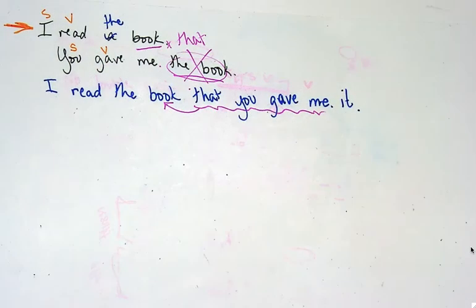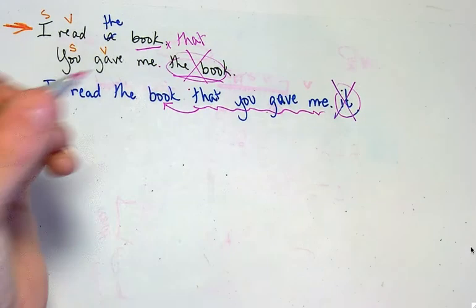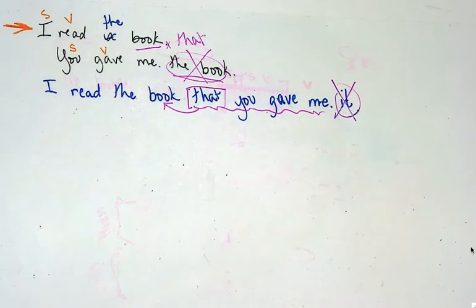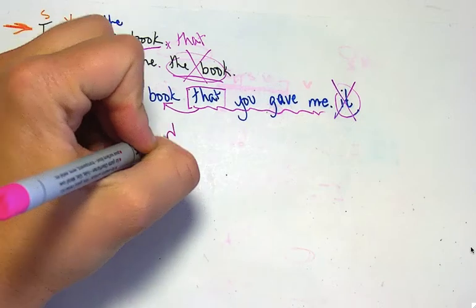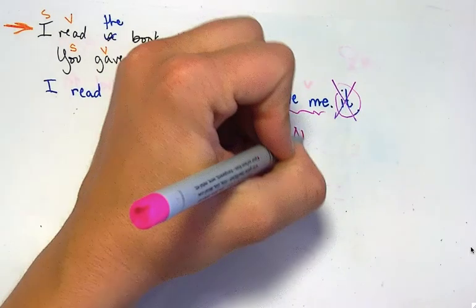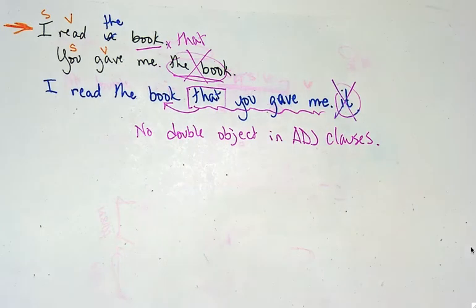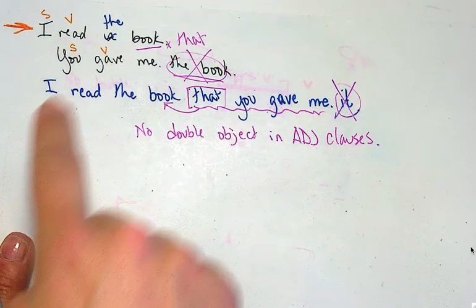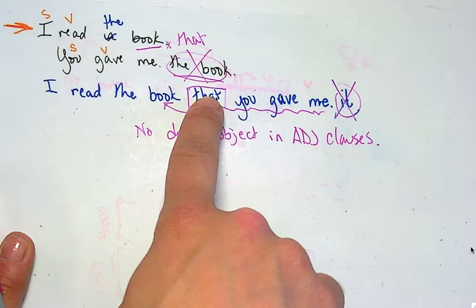because that would be a double object. This word, our keyword, actually replaces the word the book or it. No double object in adjective clauses. If we look at our original sentences, I read the book, you gave me that book, or you gave me the book. I read the book that you gave me.